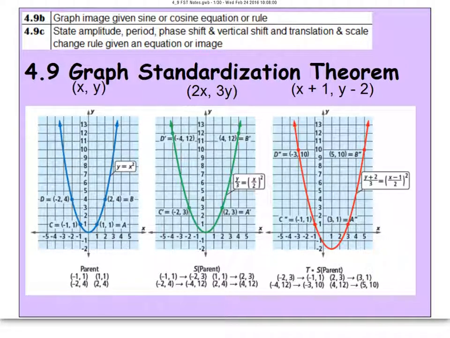So let's get started by just looking at a parabola like we would have back in chapter 3 and see what happens between doing a scale change and then doing a translation. So if we take a parabola here, the parent function is y equals x squared. These are the ordered pairs that sit on the parent function as we see in these 4 points.